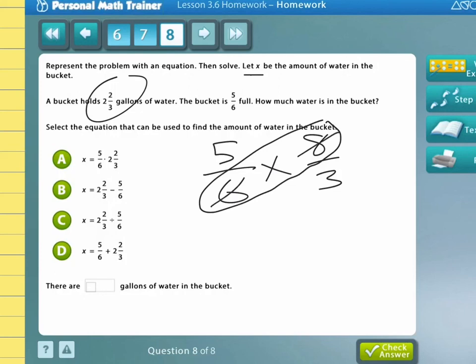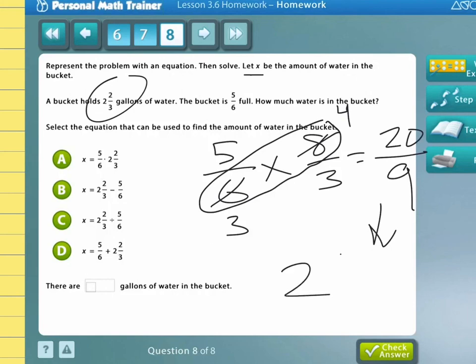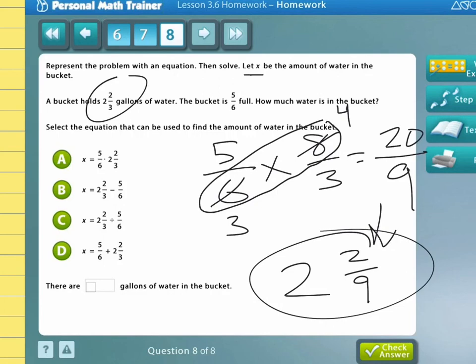Both of these have a common factor of 2. So dividing them both by 2 gives me 3 and 4. And that turns into 20 over 9. 9 goes into 20 2 whole times, and there's 2/9 left over. So if that bucket is 5/6 full, it holds 2 2/9 gallons of water.